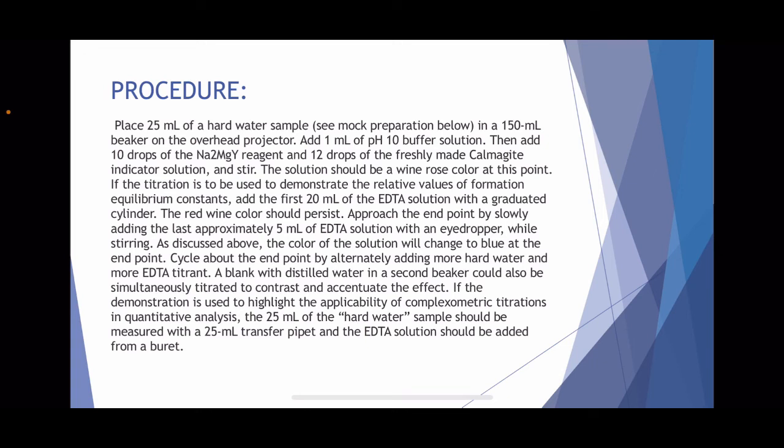Approach the endpoint by slowly adding the last approximately 5 ml of EDTA solution with an eyedropper while stirring. As discussed above, the color of the solution will change to blue at the endpoint. The color becomes blue because the indicator is now free of the metal ions, and those metal ions are now captured by the EDTA added, as EDTA has a higher Kf value. Cycle about the endpoint by alternating adding more hard water and more EDTA titrant. A blank with distilled water in a second beaker could also be simultaneously titrated to contrast and attenuate the effect.